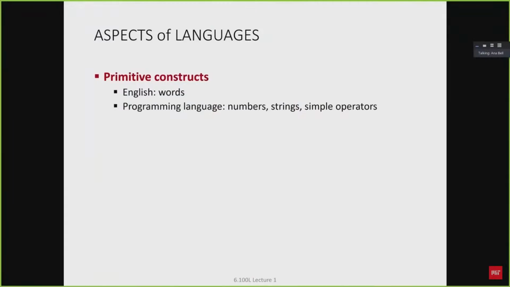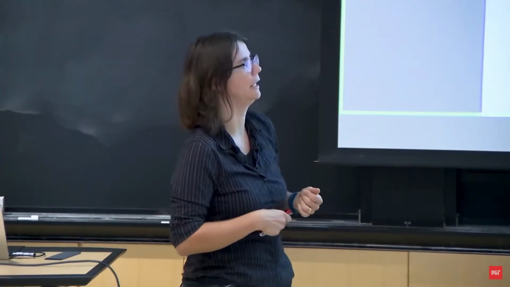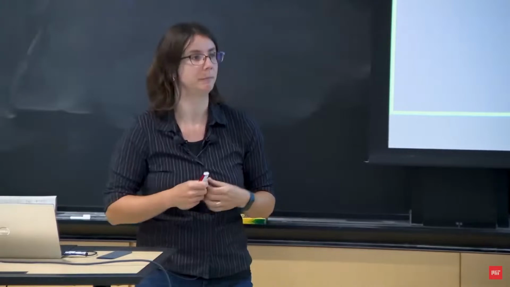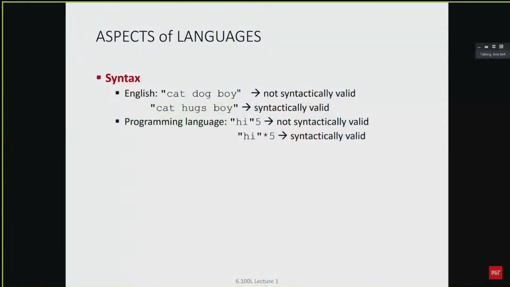In programming languages, the primitives are numbers, sequences of characters, and operators like addition, multiplication, division, checking for equality, checking that something is greater than, things like that. Once we have these primitives in a language, we can start to build up the syntax of the language. In English, having something like noun and noun and noun doesn't make any sense, right? Cat, dog, boy doesn't make much sense. It's not syntactically valid. But noun, verb, noun is syntactically valid.